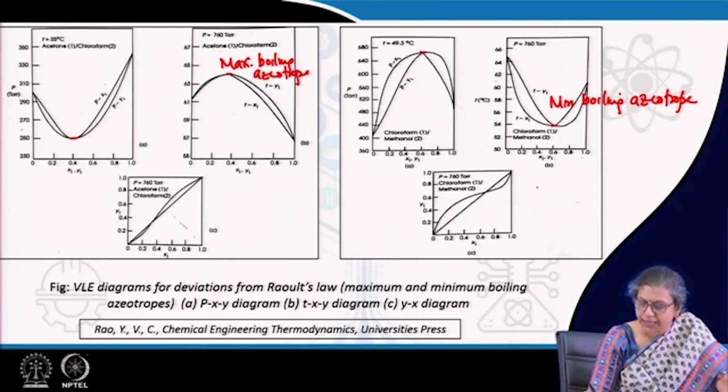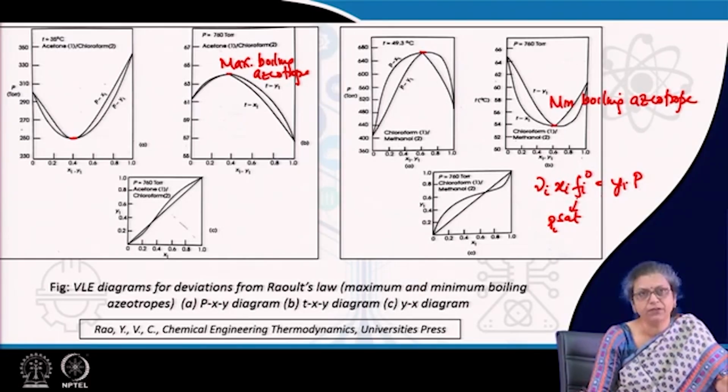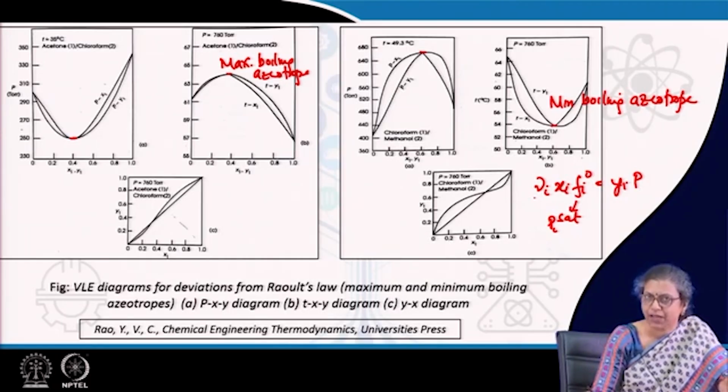We find for non-ideal solutions it is generally written as gamma_i x_i f_i^0 equals y_i times P, and for low to moderate pressures this corresponds to P_i^sat. Therefore, again this gamma_i has to be found out from other available parameters, and normally there are some activity coefficient models, you must have studied them in your thermodynamics.